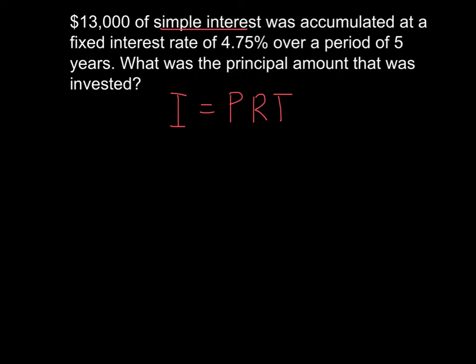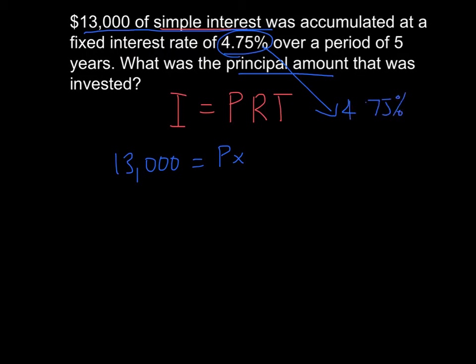We're actually given the interest in this case. The interest is $13,000. We're actually trying to find out the principal amount, so we're just going to leave that as P. That's multiplied by the rate.